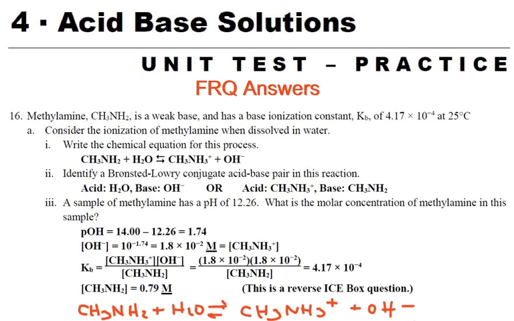Okay, I'm going to go through the FRQ answers for the practice test, and Mr. Koo did an excellent job of writing this all out, so I'm just going to kind of review what it is and point out a few things, but his answers are perfect on here.